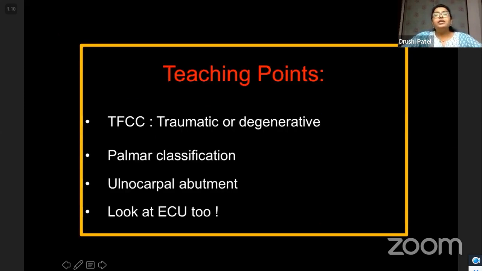So the teaching points are to differentiate. Firstly, know the anatomy, the parts of the TFCC. Differentiating between the traumatic and degenerative is largely based on history. In the Palmer classification, there are the traumatic types and the degenerative types. The degenerative is the same continuum of findings associated with positive ulnar variance and degenerative changes in the TFCC, later on resulting in arthritic changes. And whenever there is a TFCC tear, it is important to look at the ECU.